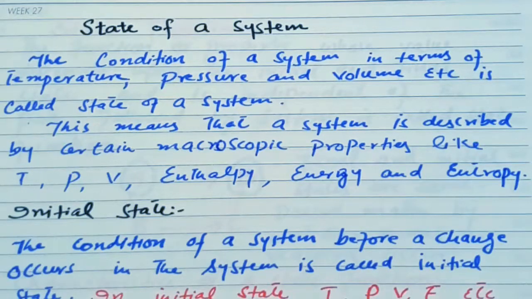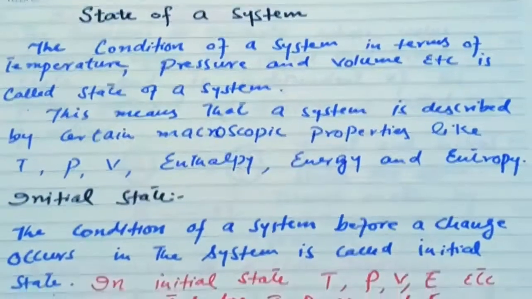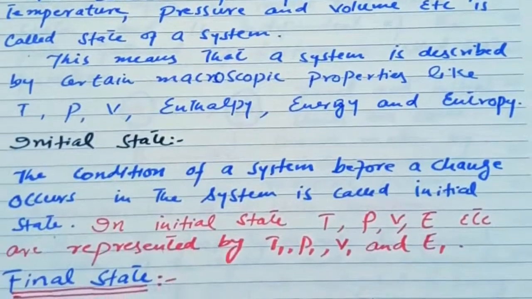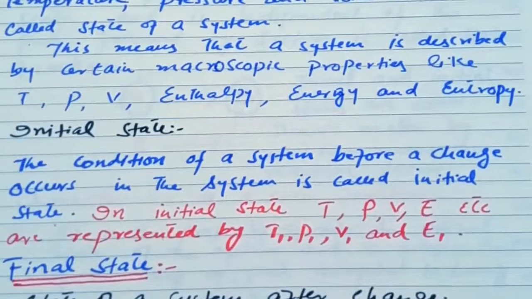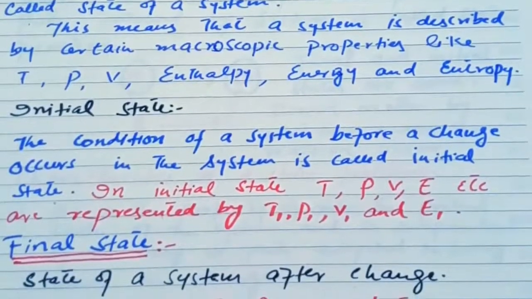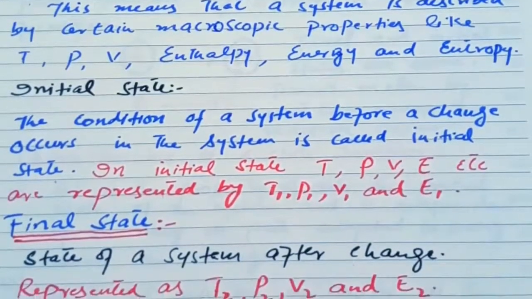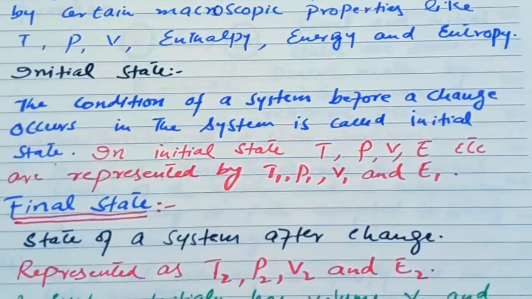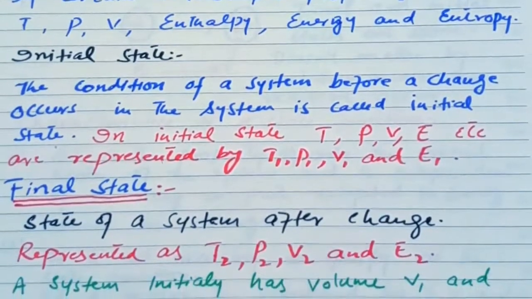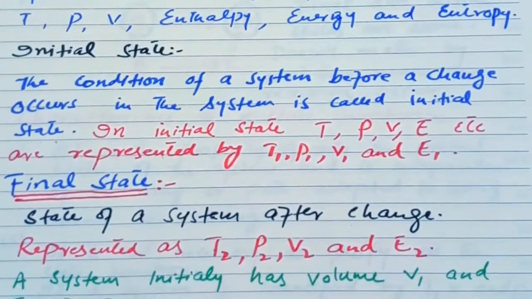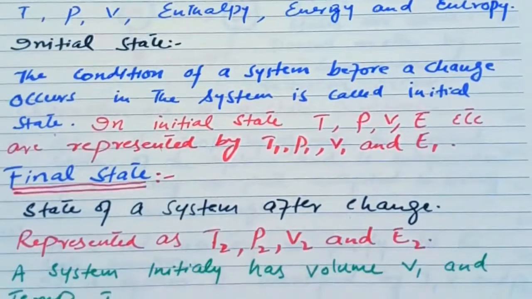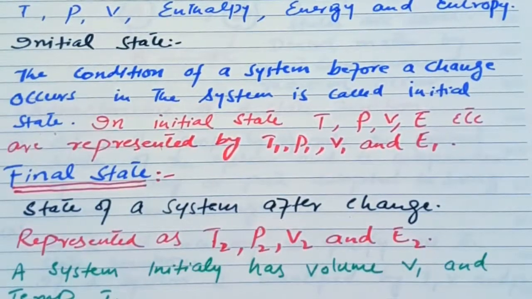Now state may be initial state or it may be final state. Initial state is the condition of a system before a change occurs in the system. In the initial state, temperature, pressure, volume, energy etc. are represented by T1, P1, V1 and E1.